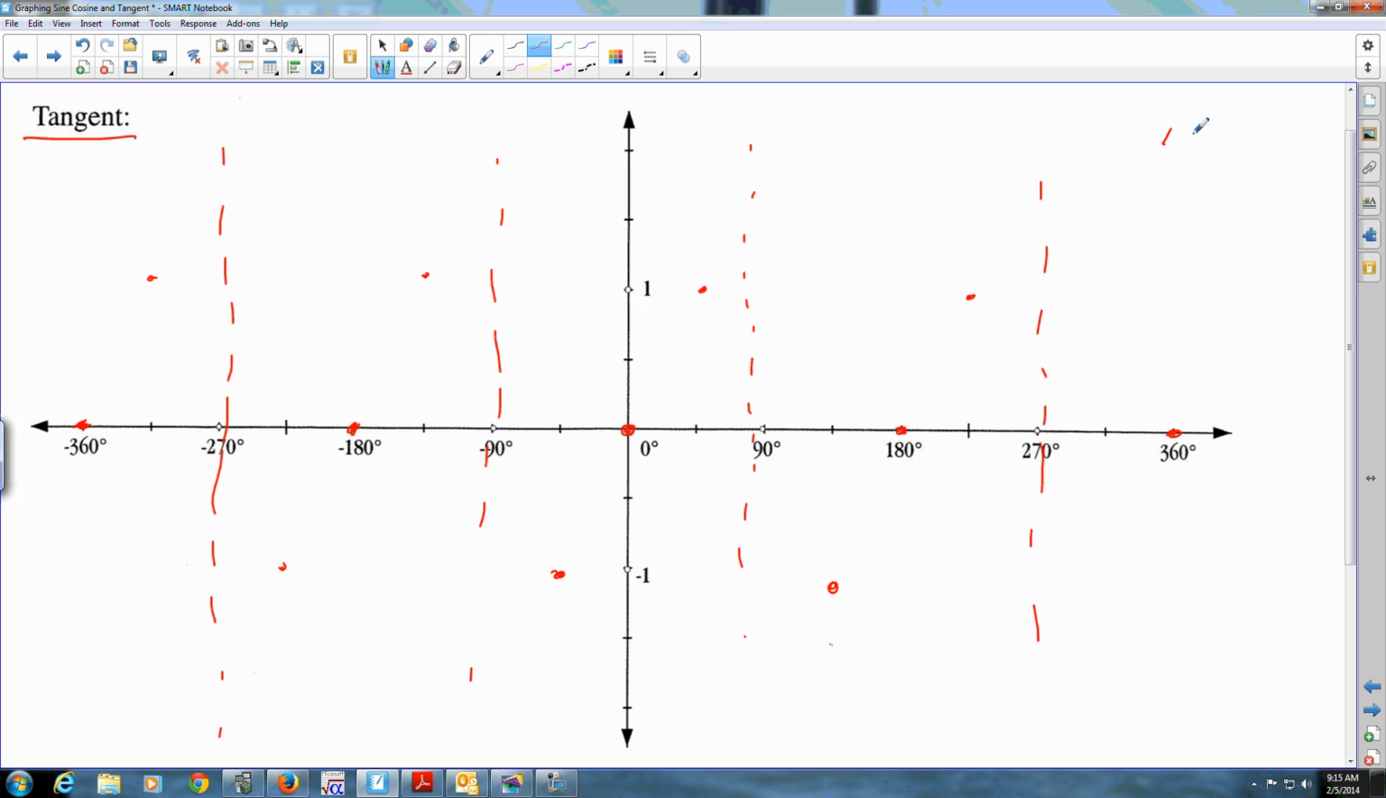If you had negative tangent, the asymptotes are the same. The center points are the same. What switches are these two? So if you had negative tangent, to the left you'd be up at 1, to the right you'd be down at -1. So your tangent graph would flip this way.